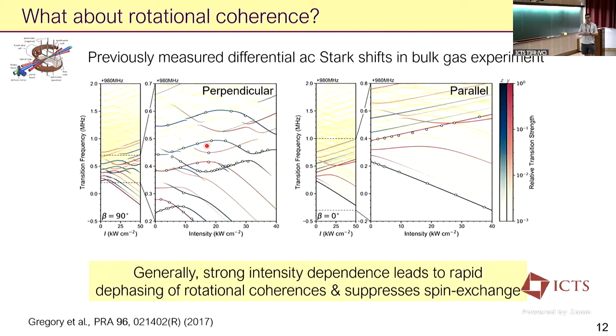These are tensor light shifts that really limit the coherence in the molecular gas. So if you imagine molecules sampling different intensities, when you try and drive this transition or put the molecules in a superposition, they then oscillate at different frequencies and rapidly dephase because of these light shifts.